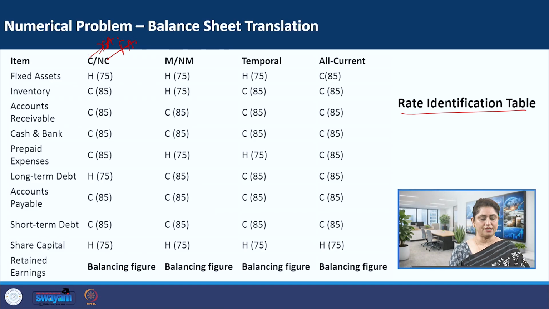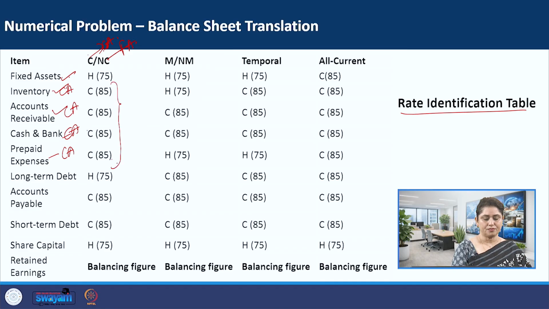So, let us find here what are the fixed assets. We have fixed assets here, inventory which is a current asset, accounts receivable which is also a current asset, cash in bank which is a current asset, and prepaid expenses which are current assets. So, all these assets will be converted at the current rate and the fixed assets will be converted at the historical rate.